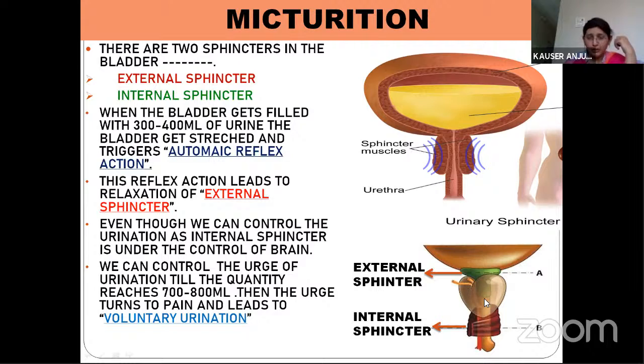Here it is clearly given. At the point where the urinary bladder is attached to the urethra, there is one sphincter, and the lower part is another sphincter. Sorry children, I have given the terms in reverse. Actually this is the external sphincter and this is the internal sphincter. So here this is the internal sphincter and it is the external sphincter.